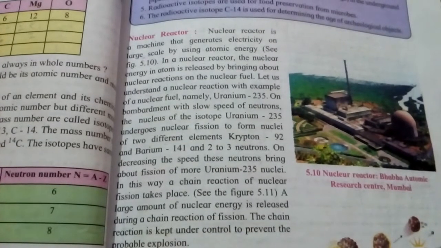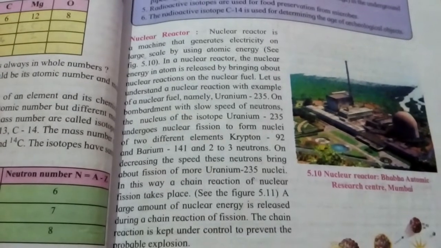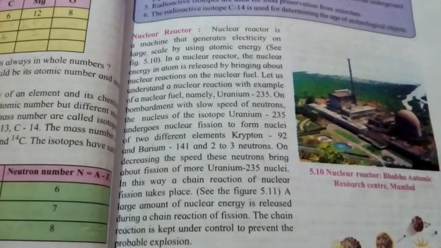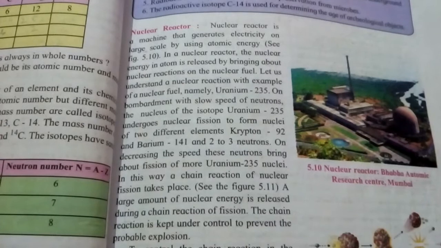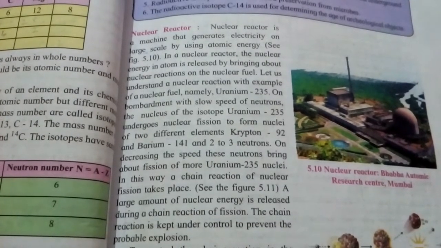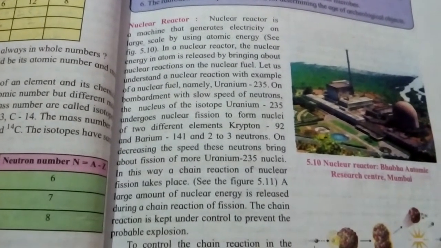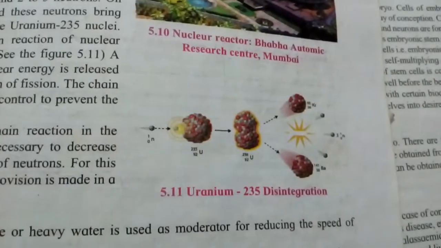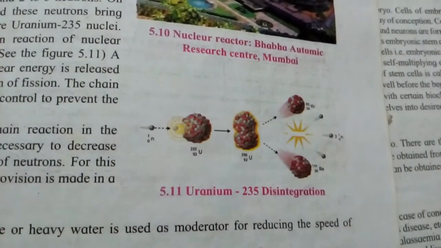Here the nuclear reaction will be brought about. This uranium-235 is a radioisotope and it will be bombarded with neutrons. Neutrons, as I've taught you, are chargeless particles, but if they are bombarded against any unstable nucleus, it will release lots of energy. So what happens when uranium-235 is bombarded with slow speed neutrons? Let's have a look at this figure. Figure 5.11, uranium-235 disintegration, that means the division will take place.